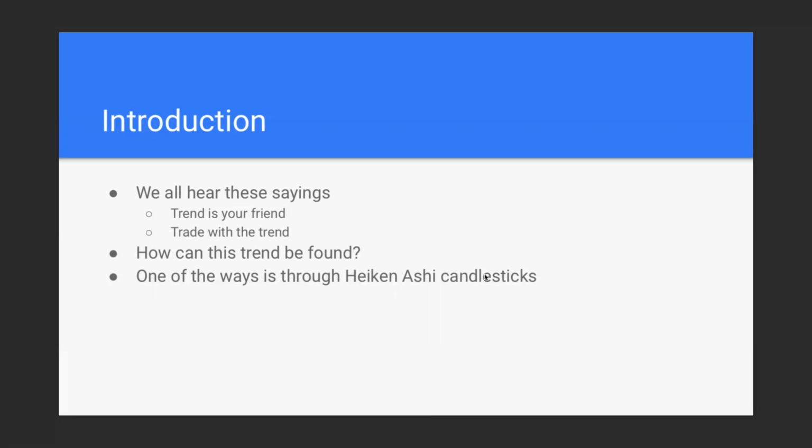So we all hear these things, right? Hey, trend is your friend, trade with your trend. But how do we identify this trend? You know, the stocks are going up and down. How do you know that a particular stock is in a trend? One of the best ways is through the Heiken Ashi candlesticks. So Heiken Ashi is a candlestick that is used for identifying trends.